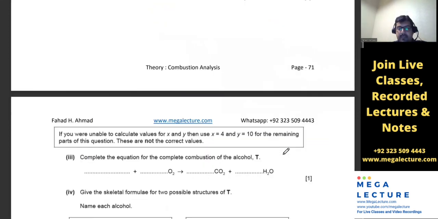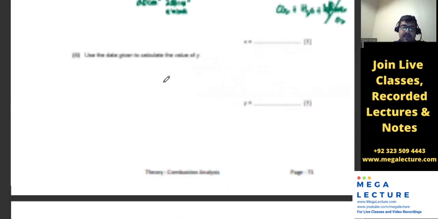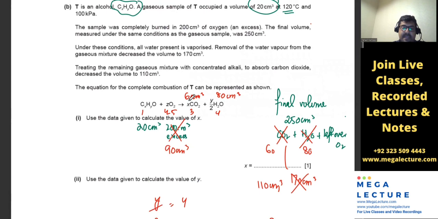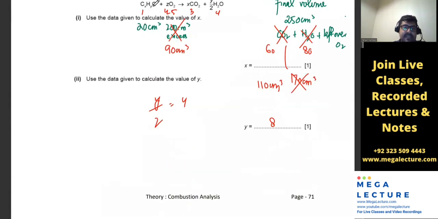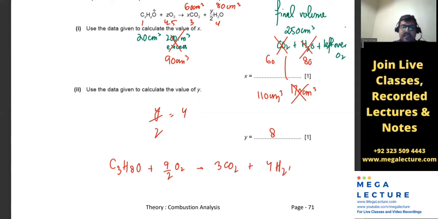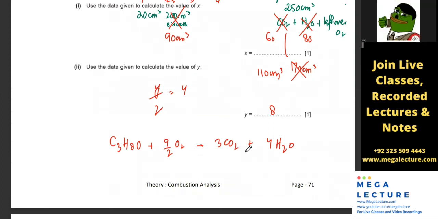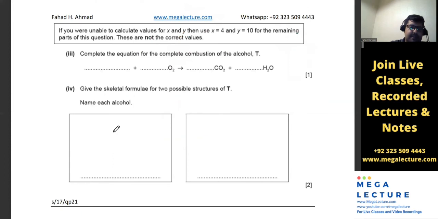So complete the equation for the complete combustion of the alcohol. We've been able to figure out the alcohol: y is 8 and x is 3, right? So it's basically C3H8O. So I'm going to write the whole equation now. C3H8O plus 4.5 O2s, that's basically 9 by 2 O2s. And the products are going to be 3 CO2s and 4 H2Os. Then you can see that the equation is already balanced. Okay, clear? Yes.